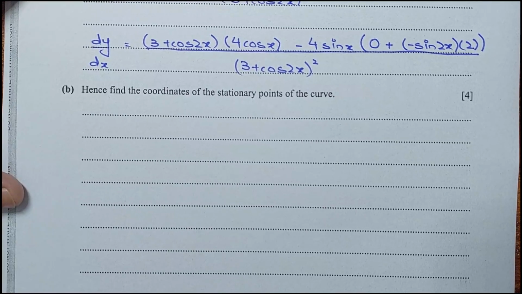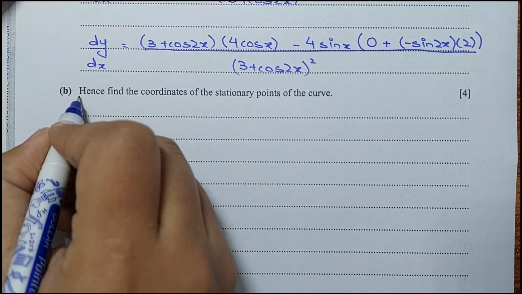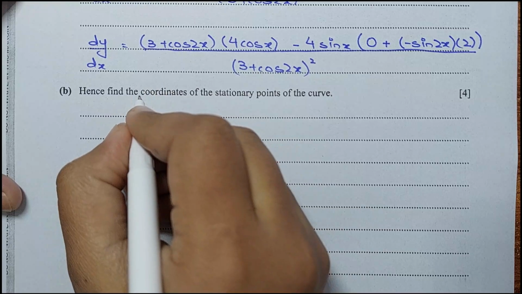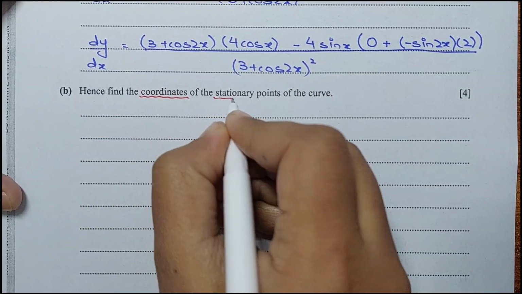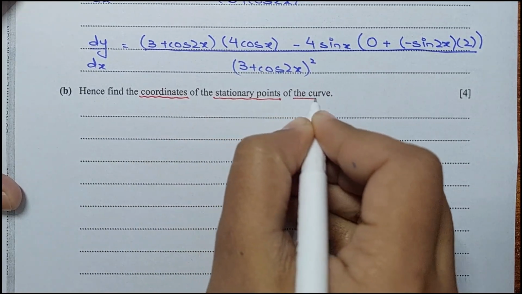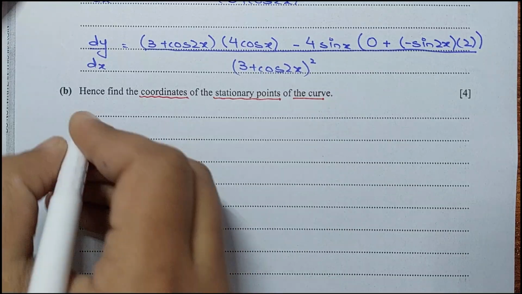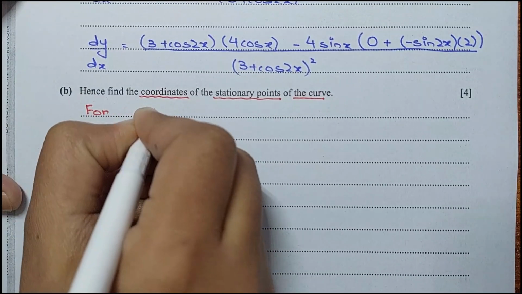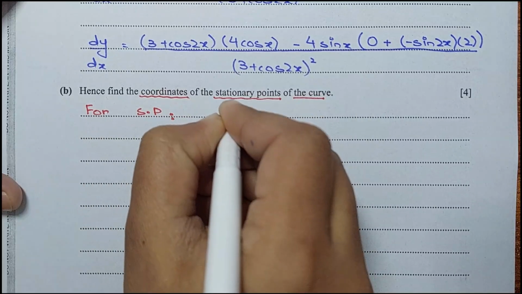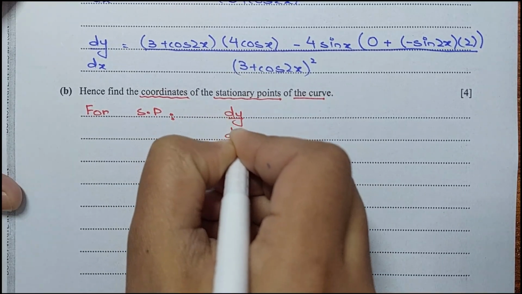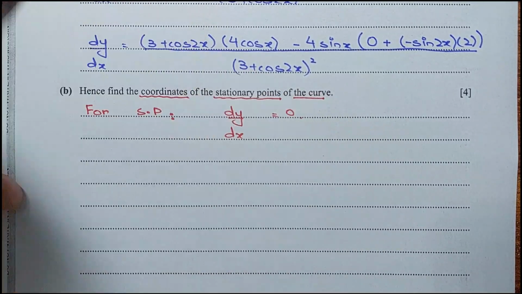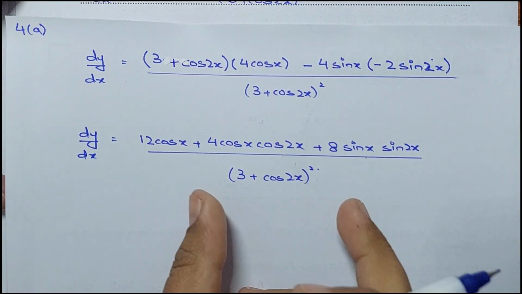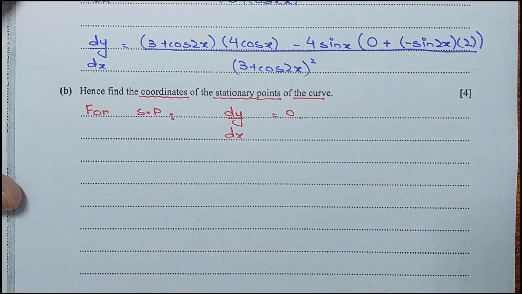Now moving to part B, hence means use the answer from part A, find the coordinates. We need to figure out the coordinates, means the x and the y coordinates of the stationary points of the curve. Okay, so first thing first, we have given that for stationary points, we have to put the first derivative dy over dx equals to 0. So we have done with the first derivative in part A. This is the first derivative. We have to put this equals to 0.